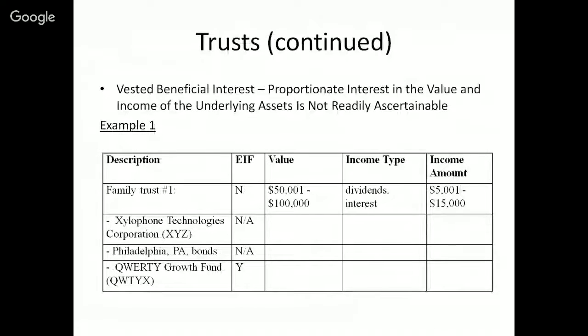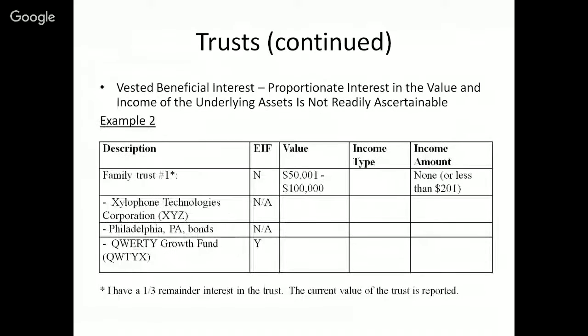Now, we've provided 2 samples for reporting underlying assets when the value and income of underlying assets of a trust is not readily ascertainable. In such cases, the filer should report the names of the underlying assets and report the value and income at the top level of the trust. We have also provided a sample for reporting vested remainder interests in a trust, which allows the reporting of value and income at the top level with a note identifying the filer's fractional share or percentage share in the trust.